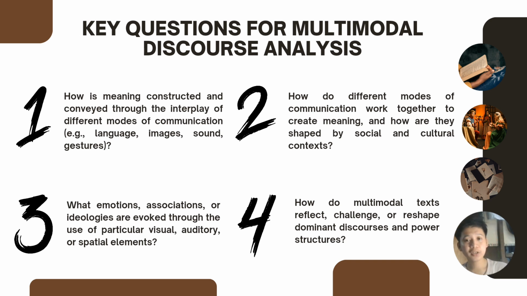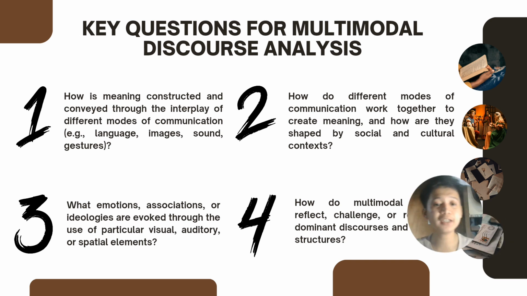So for language, language can be used to express, to narrate, to explain, or to represent things. It uses word, phrase, and sentence choices arranged according to genre, register, and linguistic grammar rules, which is to give information. So for the second question, how do these modes of communication work together to create meaning, and how are they shaped by social and cultural context?